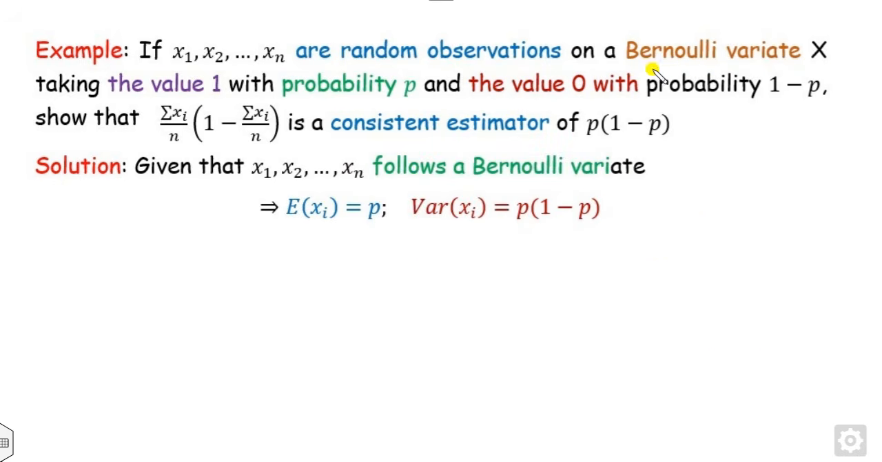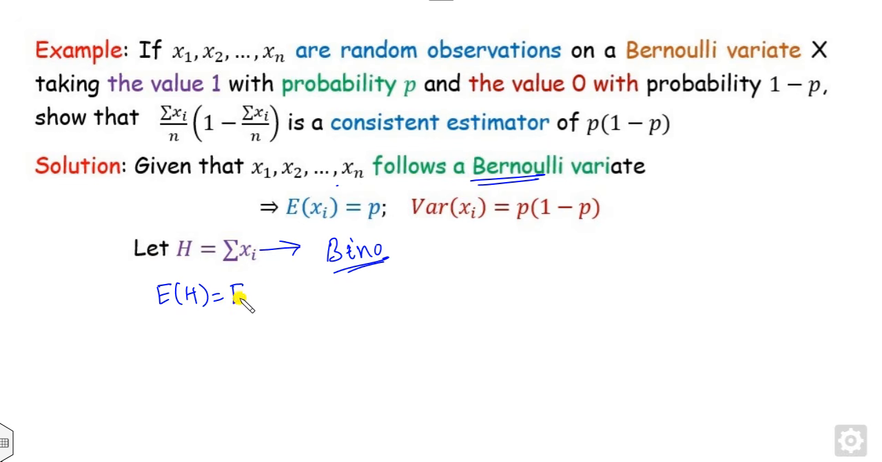Otherwise, you can also see that this is the Bernoulli distribution, and you know the mean and the variance of the Bernoulli distribution are here. In order to find the consistent estimator of this, I can first consider the sum of the xi's. I call it H, my sum of xi's. And you know that if xi's follow the Bernoulli distribution, then the sum will follow the binomial distribution. And what is the mean of H?